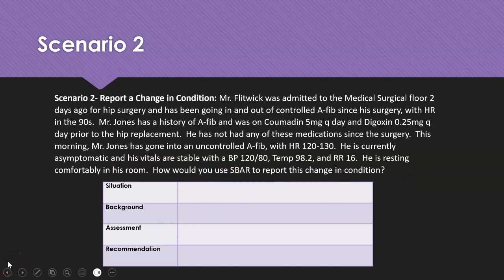Okay, pause here, you guys. And then what you do is you start figuring it out. Now, like I said, a lot of you guys probably are not familiar. What I would want you to do is, first of all, look up hip surgery, post hip surgery. What type of things do they give a person post hip surgery? Okay, that's what you need to look up because Coumadin is a blood thinner.